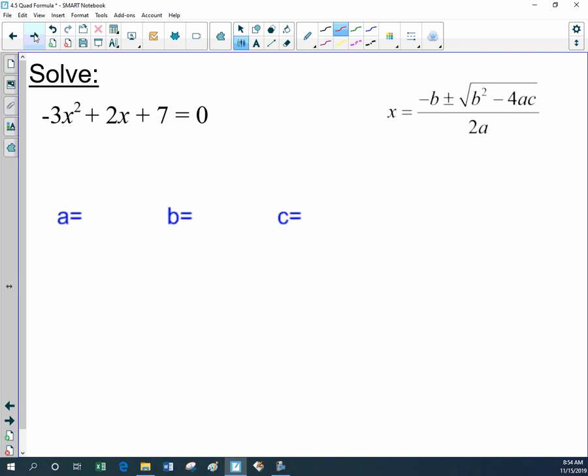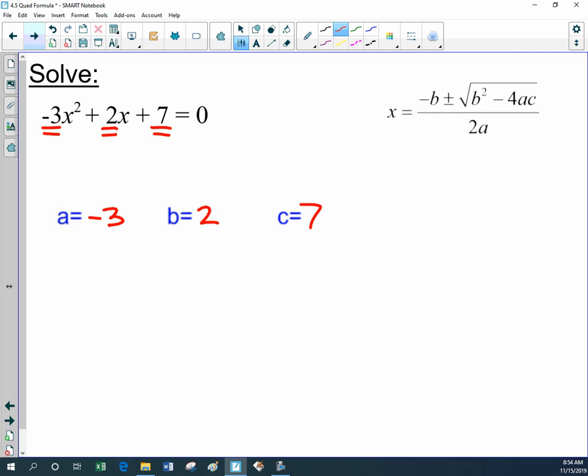Okay, so first thing we look for is the equation in standard form. Okay, it is. So the value of A is -3. The value of B is +2. And the value of C is +7. Okay, so we have A, B, and C. Okay, now plug the numbers into the formula.